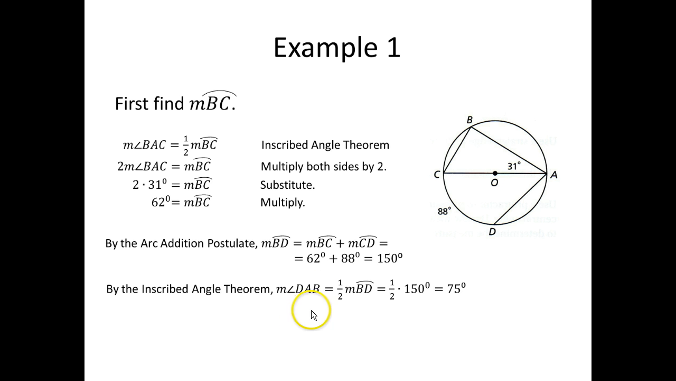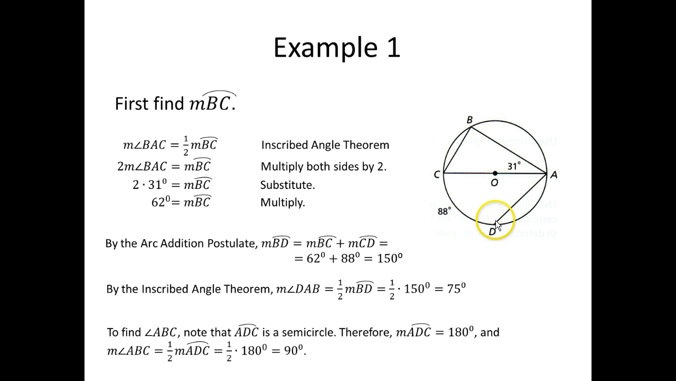Also, by the inscribed angle theorem, I know that the measure of angle DAB is exactly half the measure of arc BD. So the measure of this angle DAB is half of 150 degrees, which we calculated here, which is 75 degrees. So the measure of angle DAB is 75 degrees.